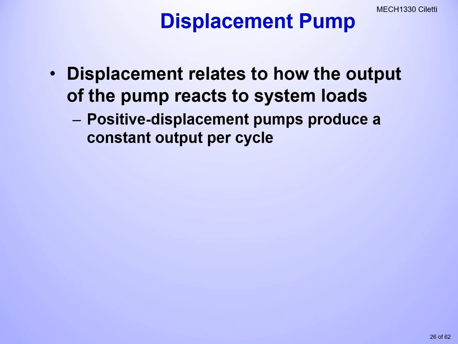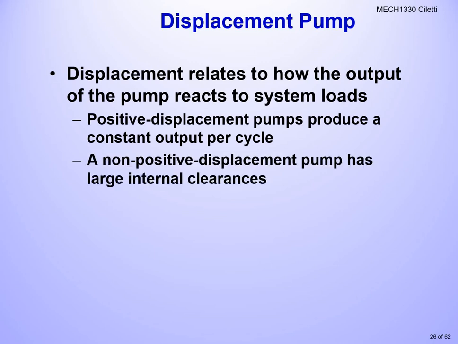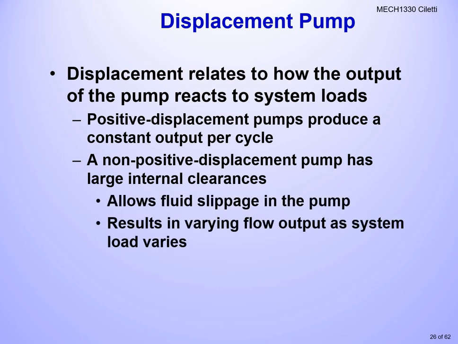Positive displacement pumps produce a constant output per cycle. That's the important piece. Nothing varies, you're getting a constant output all the time. A non-positive displacement pump has large internal clearances, and you may or may not get a constant output the entire time. There's going to be some varying, and you'll see why in the next couple of slides. I'm going to show you a picture of what the chamber looks like on these pumps. So remember, positive displacement pumps, constant output. Non-positive displacement pumps, we might have a varying output.